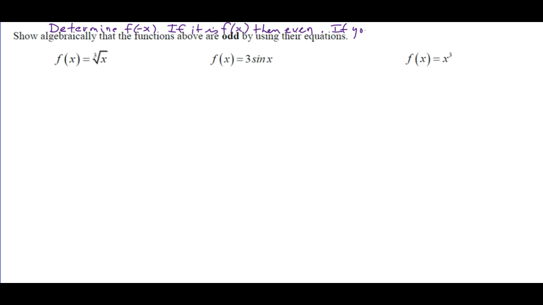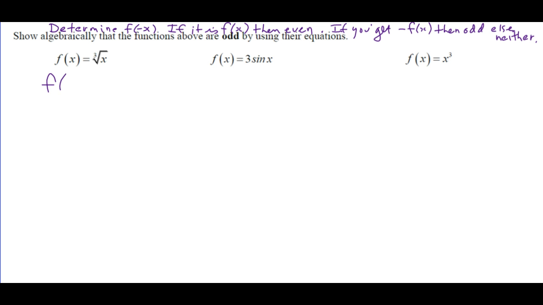If you get negative f of x, so if you get the negative of that y, you get a negative y value, then it's odd. Otherwise neither. So if you don't get the negative value, then it's neither. Either you get f of x back out, in which case it's even, or you get the negative of f of x, and it's odd.